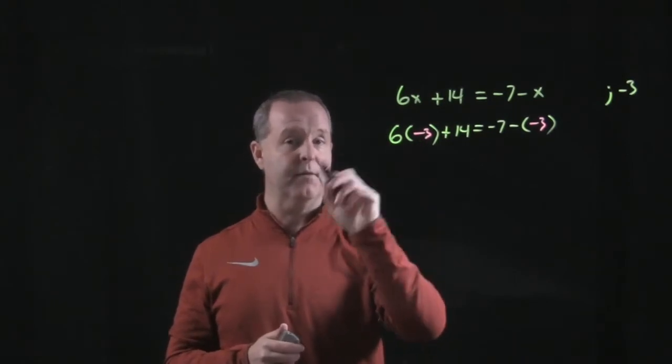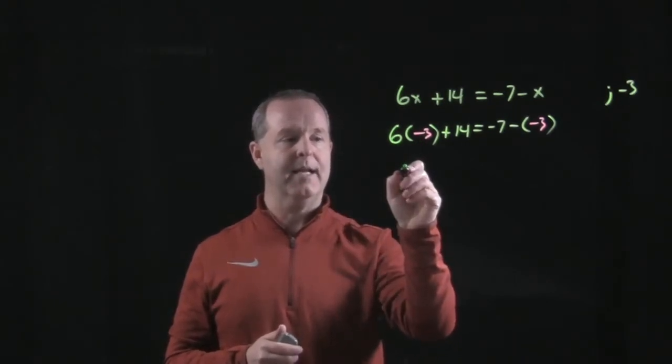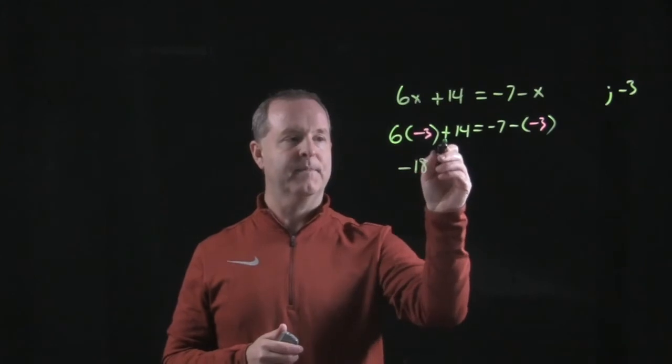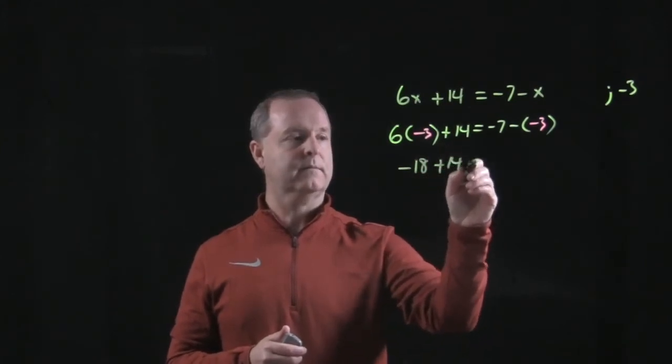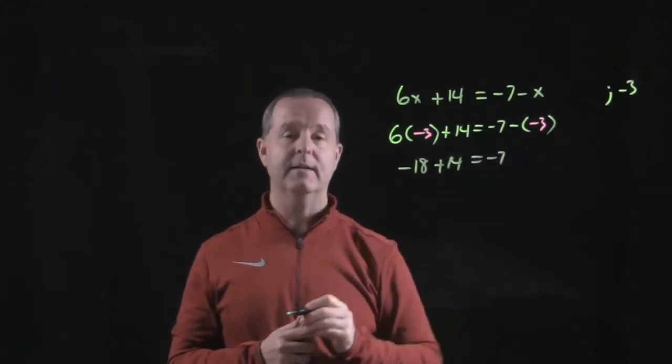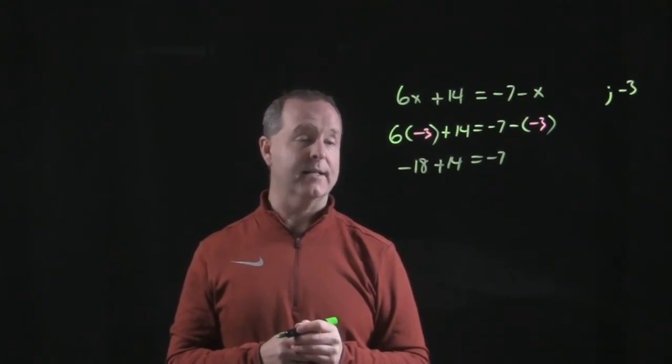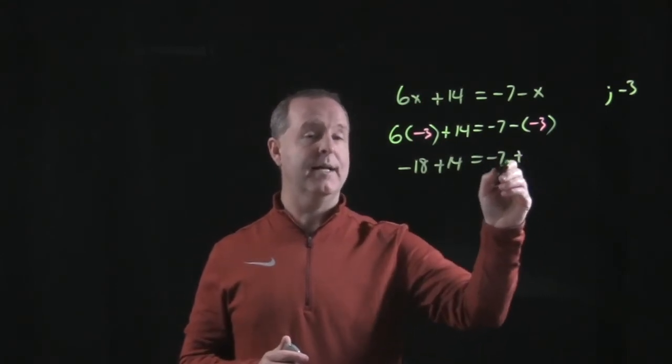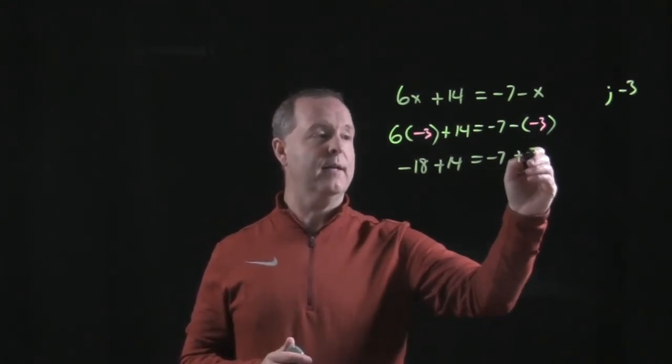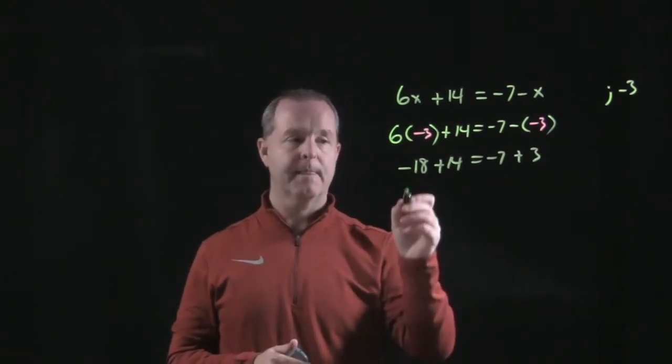6 times -3, a positive times a negative, plus 14, equals -7. We can change it to adding its opposite. So this becomes plus the opposite of -3, which is a 3.